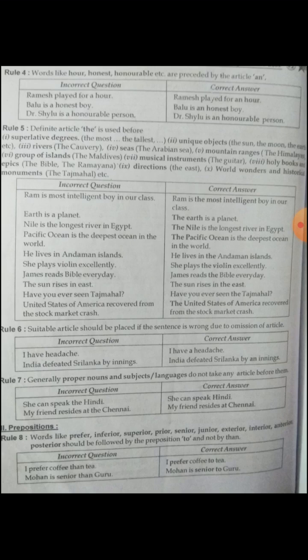Rule number 6: a suitable article should be placed if the sentence is wrong due to omission of an article. Here, I have headache. We have to use a: I have a headache. India defeated by innings. Here, an innings. And rule number 7: generally proper nouns and subject languages do not take any article before them.